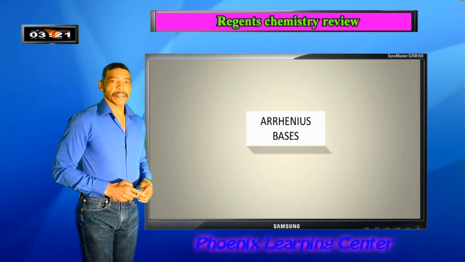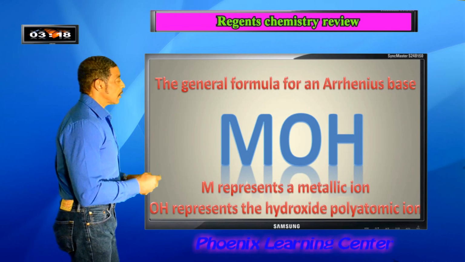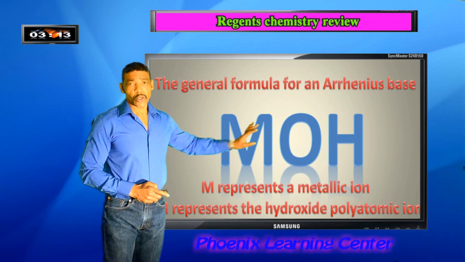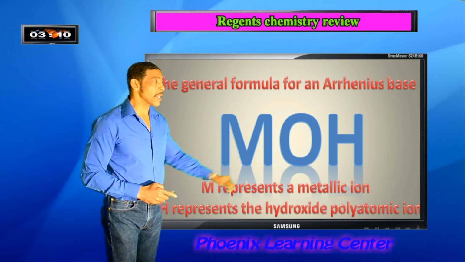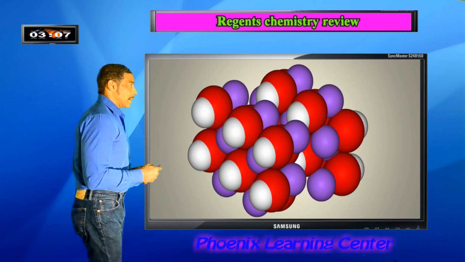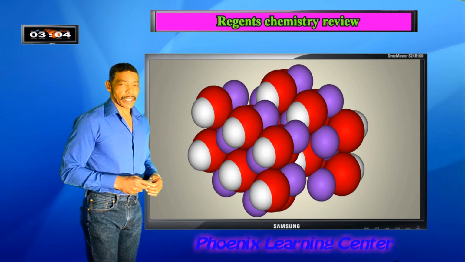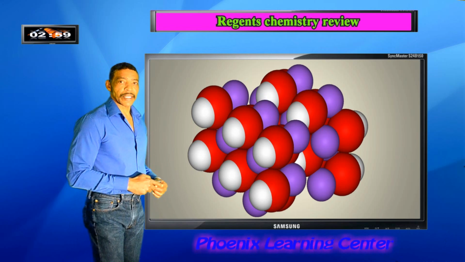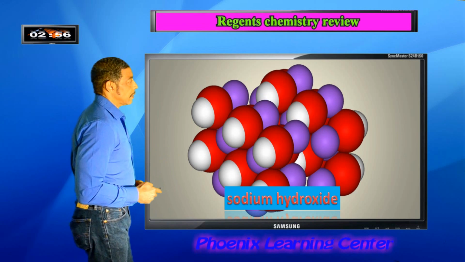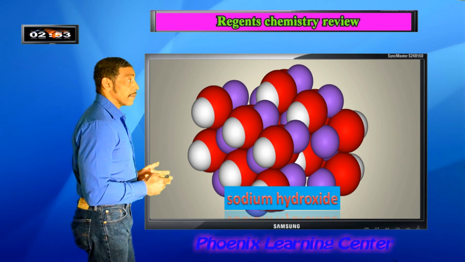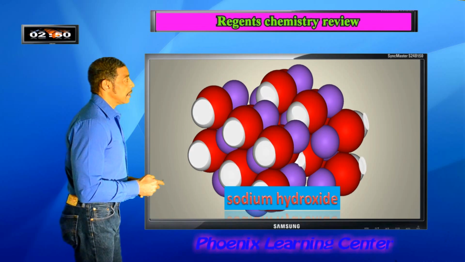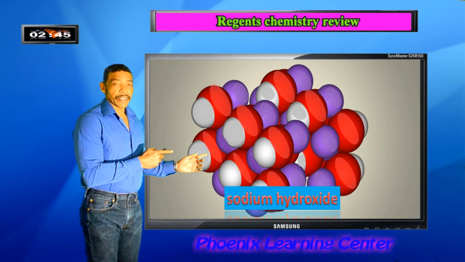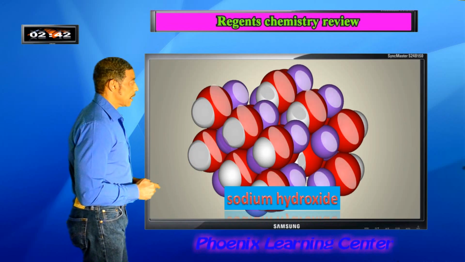Now for naming Arrhenius bases. The general formula for an Arrhenius base is MOH, where M represents a metallic ion and OH represents the polyatomic ion, hydroxide. When naming Arrhenius bases, use the name of the metallic element directly. The last word in the name will be hydroxide. This base contains the ion of sodium and the hydroxide polyatomic ion. So this base is called sodium hydroxide.